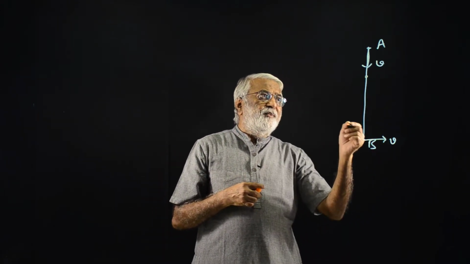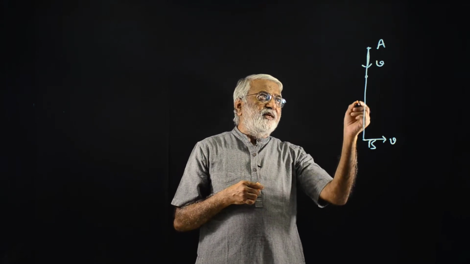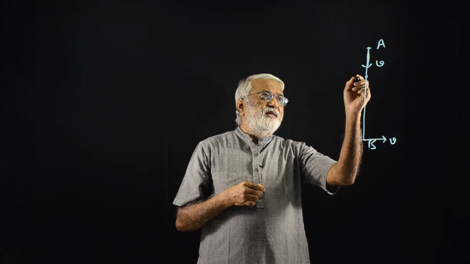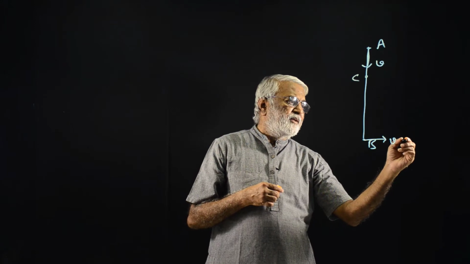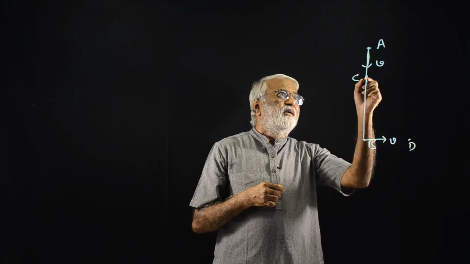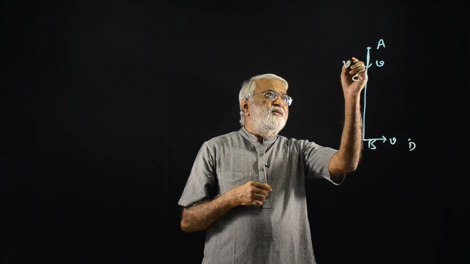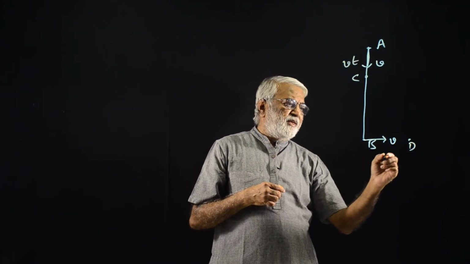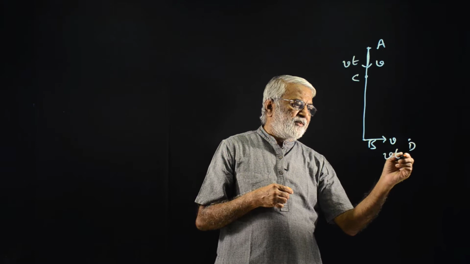At some arbitrary moment of time t after they start moving, let ship A be at C and ship B be at D. Ship A has covered distance AC, that's Vt, and BD is also Vt. These are equal here.